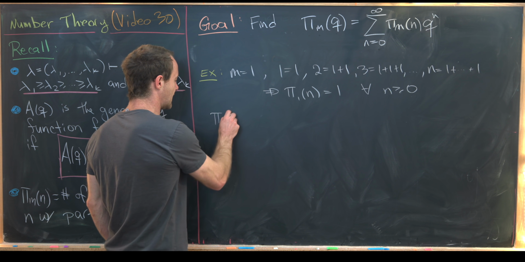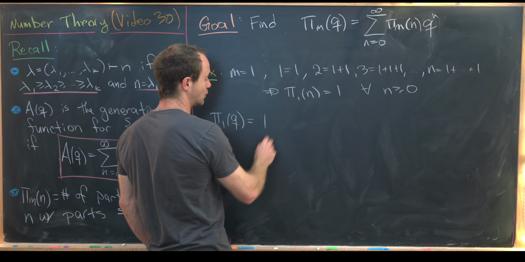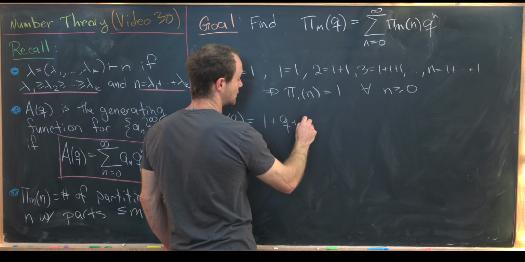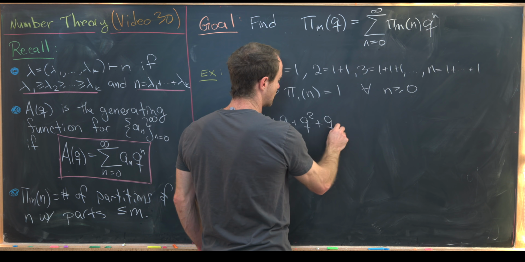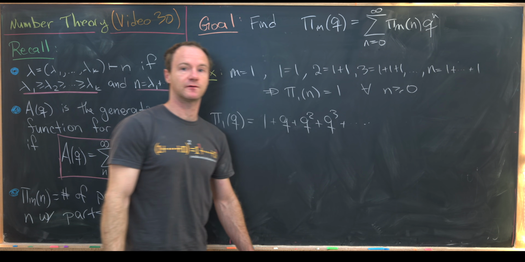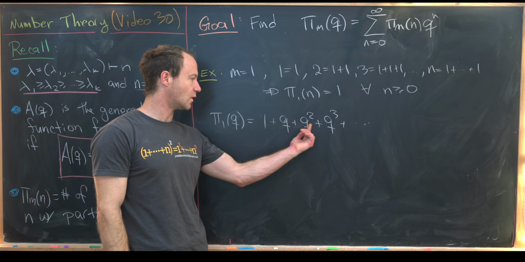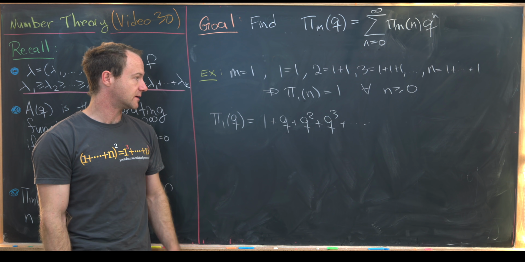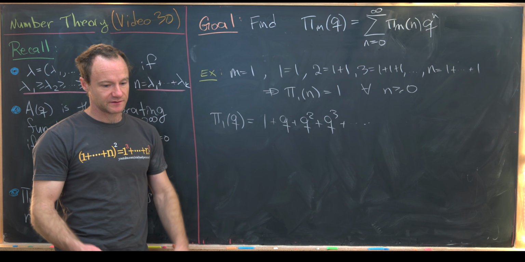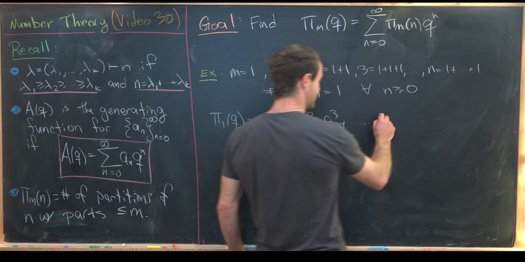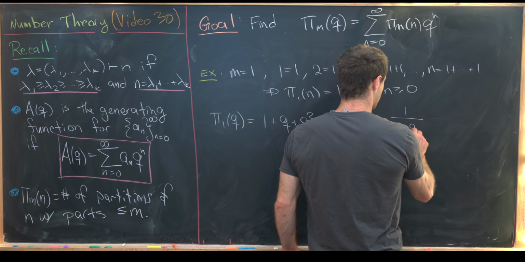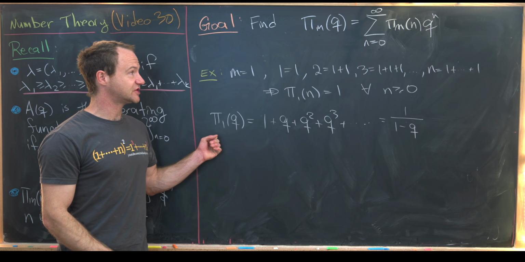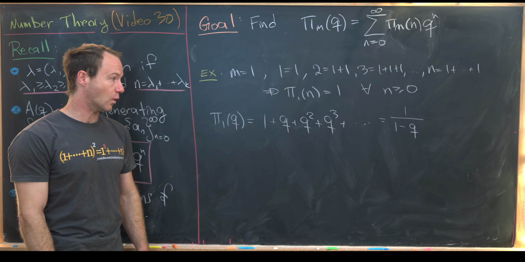That means pi 1 of q is equal to 1 plus 1 times q to the 1 plus 1 times q squared plus 1 times q cubed, and then so on and so forth. So all of these coefficients are 1 because the output of this function is always equal to 1. But by the very important sum of geometric series formula, this is equal to 1 over 1 minus q. So that's the generating function for partitions of n using only 1.